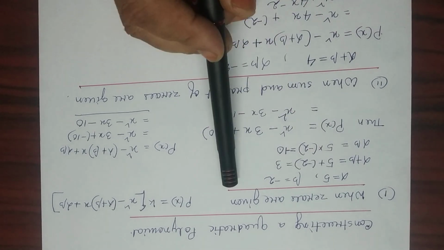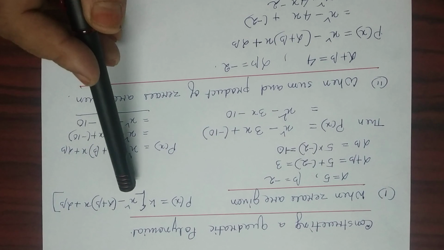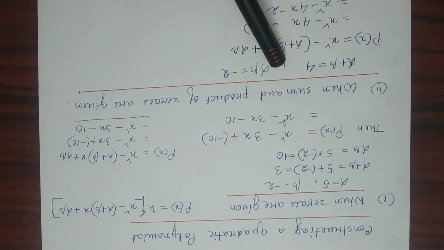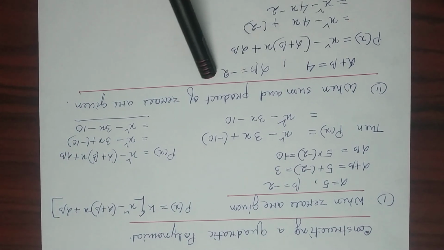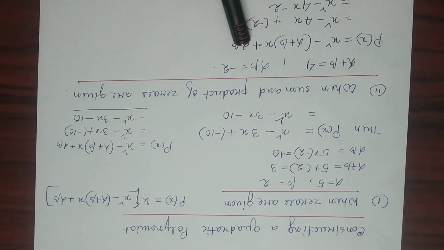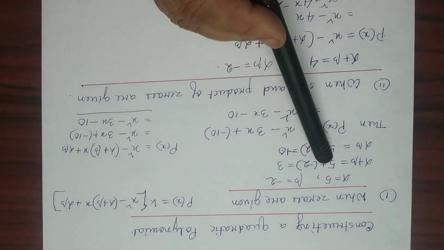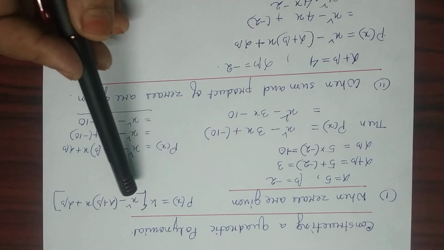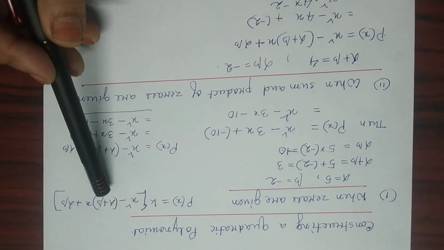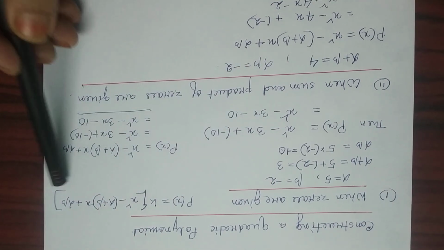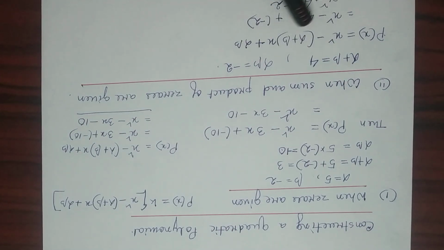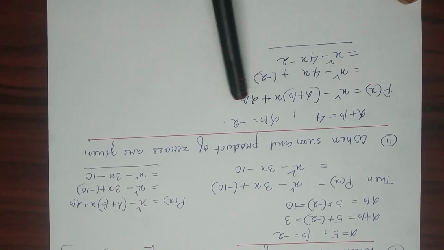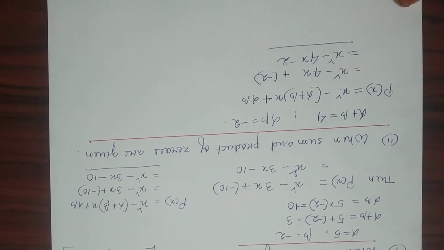If zeros are given, then we can construct the quadratic polynomial, and if the sum of zeros and product of zeros are given, then also we can construct a quadratic polynomial. If zeros are given, first we have to find the sum of zeros and product of zeros. After that we put the value of sum of zeros and product of zeros in this formula. And if the sum of zeros and product of zeros are given, then we can put the value directly in that formula. I hope you understand.